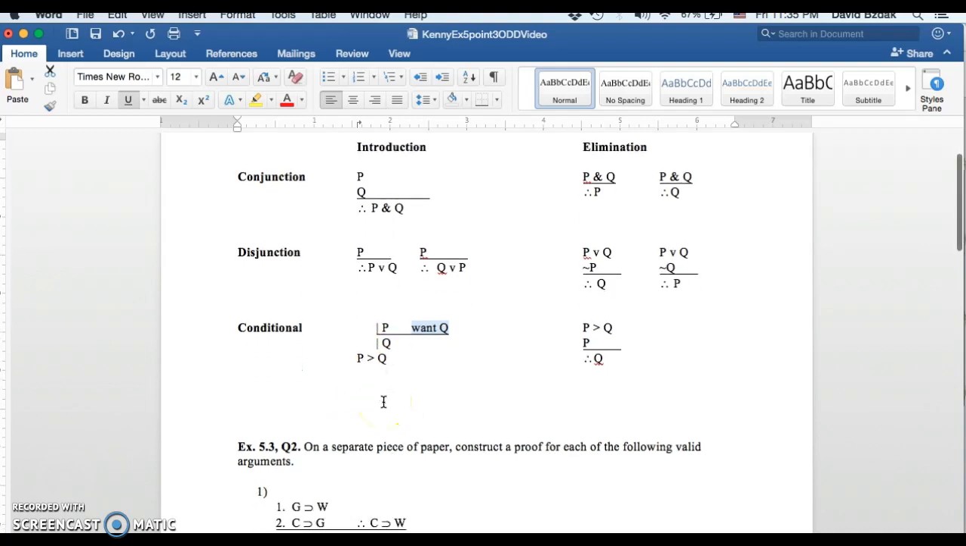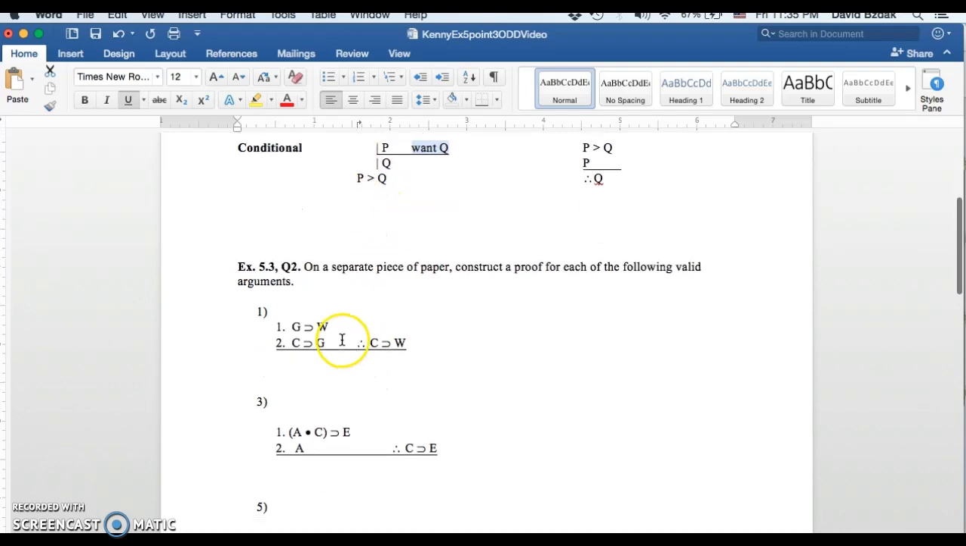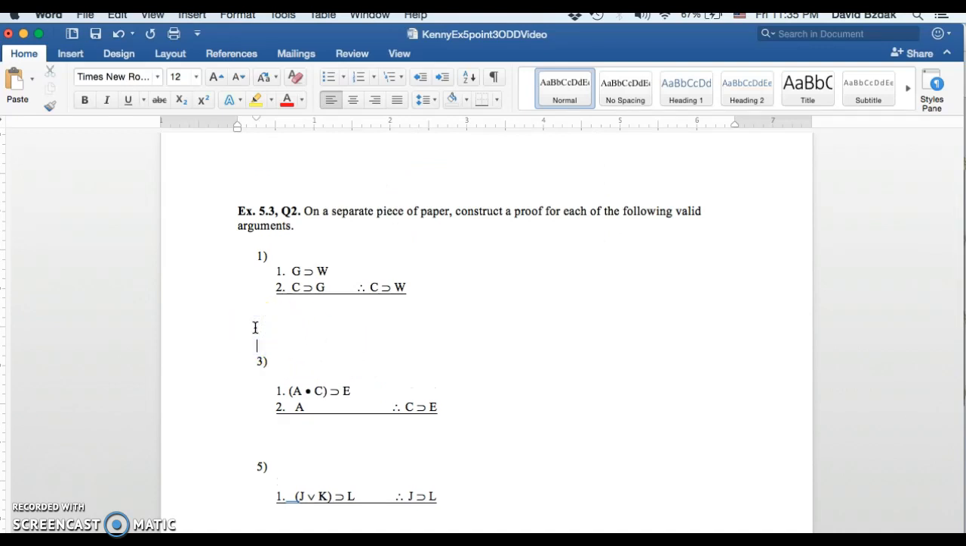So let's see how that looks in actual derivations. See how this is one step. There could be lots of steps in between. Let's take a look at number one just to see what it looks like. Now, when do you use conditional introduction? Well, when you're trying to derive a conditional.